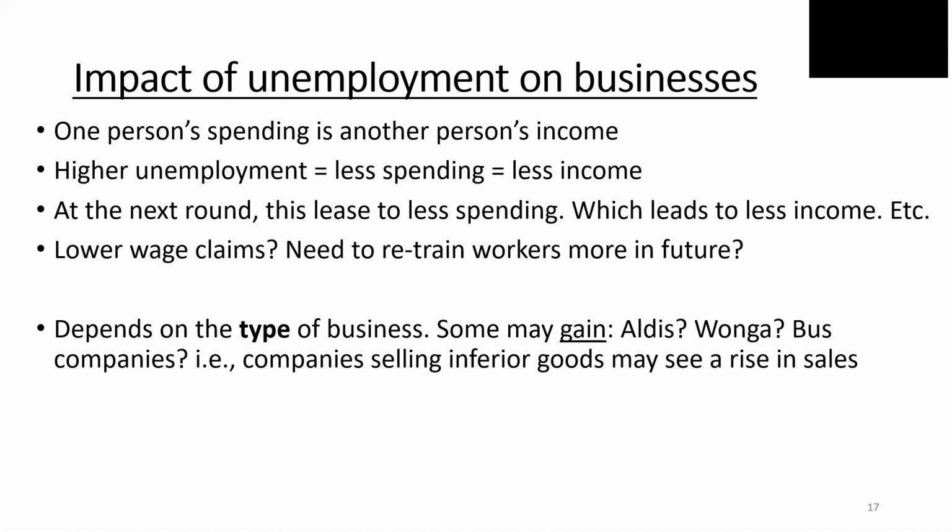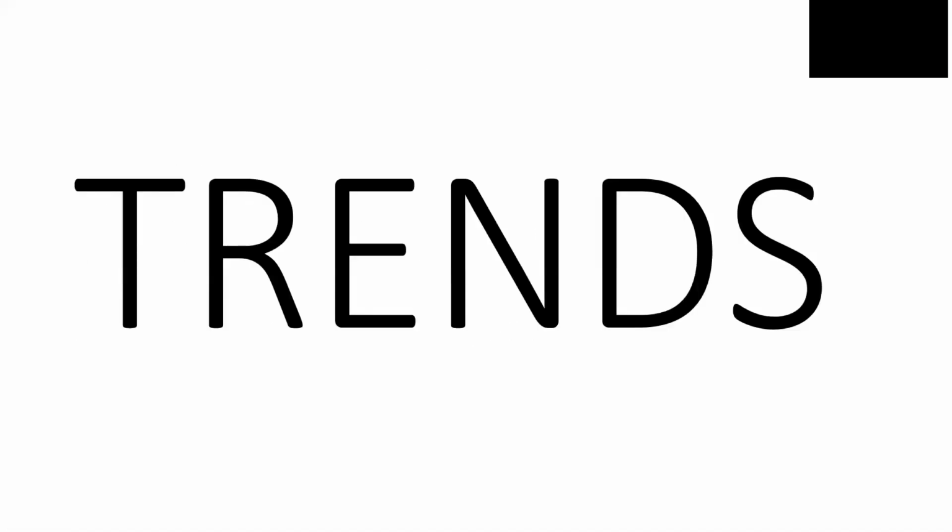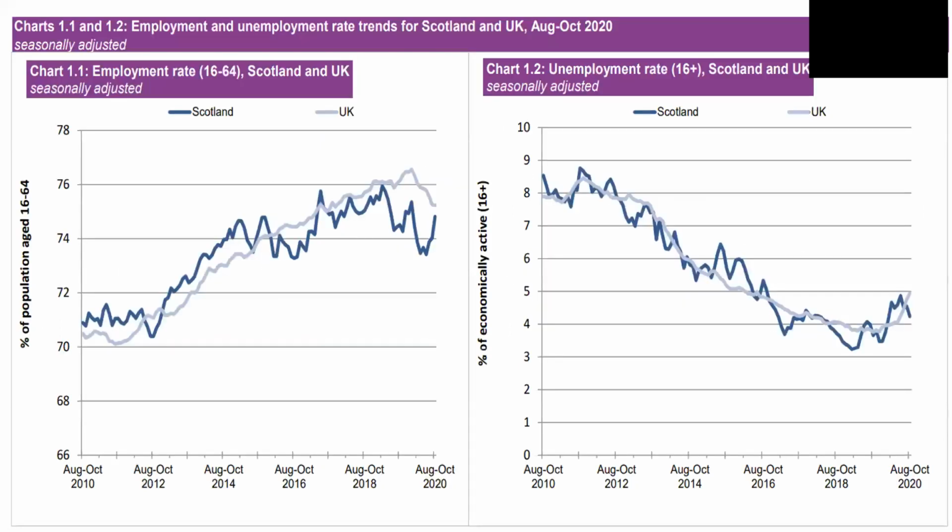So people might switch to inferior goods and they might see a rise in their profits. Next, we'll look at trends in the unemployment rate. The left-hand side shows the employment rate and the right-hand side graph here shows the unemployment rate. And both these graphs go from August to October 2010 up to August to October 2020.